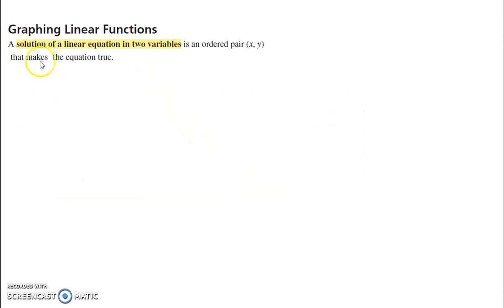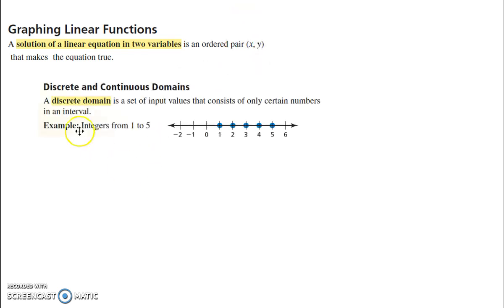All right, graphing a linear function. A solution of a linear function in two variables is an ordered pair, x and y, that makes the equation true. That means you can plug one value in for x, and then you'll get that particular value out for y. Now you can have discrete domains. Discrete means that it's an exact number. There's not a continuous line between them. This is, for example, like the problem we had with the members at a golf club or a country club. Okay, it doesn't make sense to have 1.5 members or 1.7 members, right? So people we would count as integers.